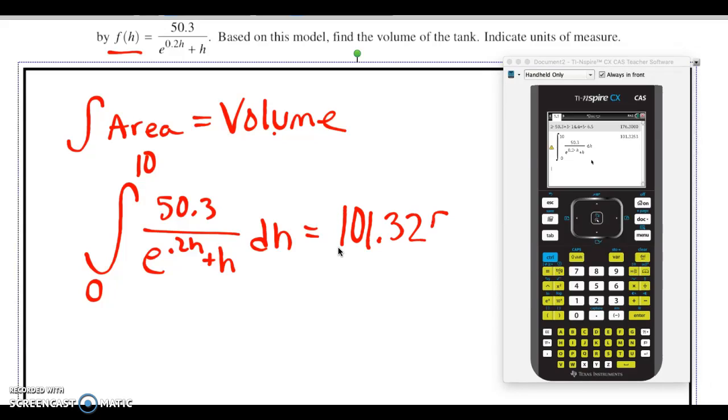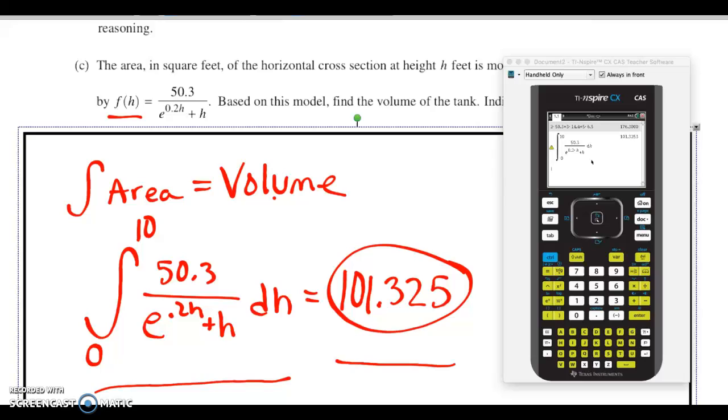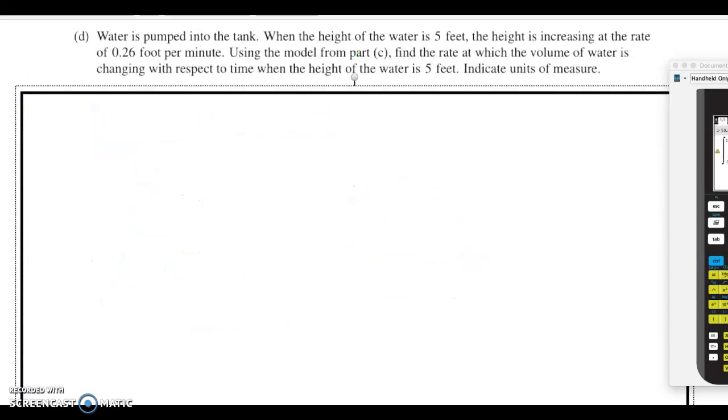101.325. You need to round to the nearest thousandths place. Always write down the integral you used and the number that you have right there. It also asks me for units of measure. I'm just going to check. f is based on square feet, so this is going to be in feet cubed. Always going to be a challenge. They don't want to make that part easy on you.